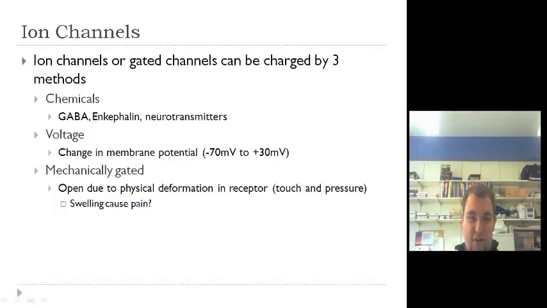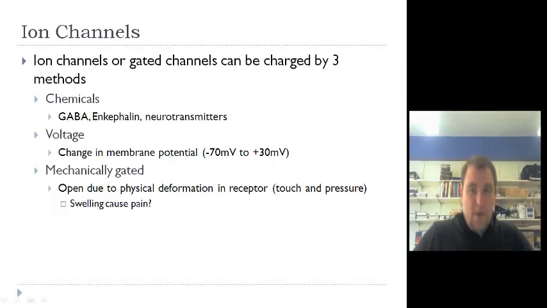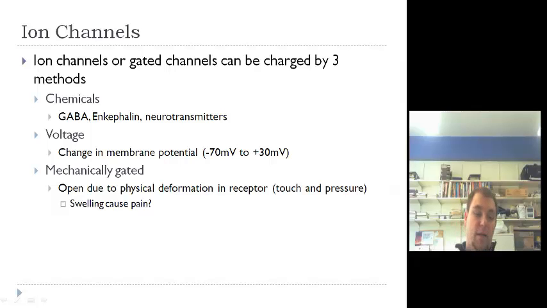Your chemical channels are the GABA, the enkephalon, neurotransmitter type channels. Your voltage channels, such as an action potential, this is the change in membrane potential, usually going from negative 70 millivolts to positive 30 millivolts. You have to hit the threshold of usually negative 50 to 55 millivolts in order for the channels to open up. Calcium comes in and all that fun stuff that you learned probably back in anatomy and physiology. And I had a teacher in exercise physiology last year, so that's a good reminder of the voltage channels. The mechanically gated channels open due to physical deformation in the receptor. This is usually seen in touch and pressure.